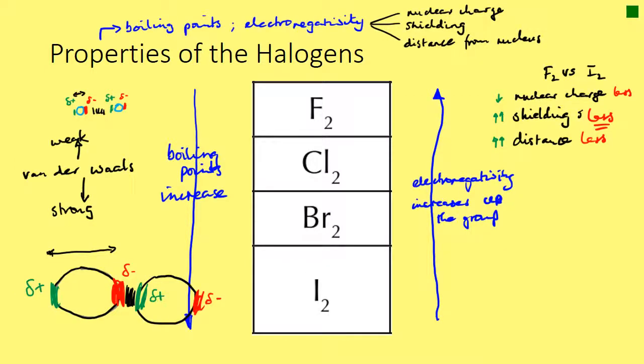Okay, what we're going to do now is have a look at two properties of the halogens. We're going to have a look at boiling point and electronegativity. So in terms of boiling points, let's do that on the left-hand side of this representation of group 7. Boiling points of the halogens increase as we go down the group.